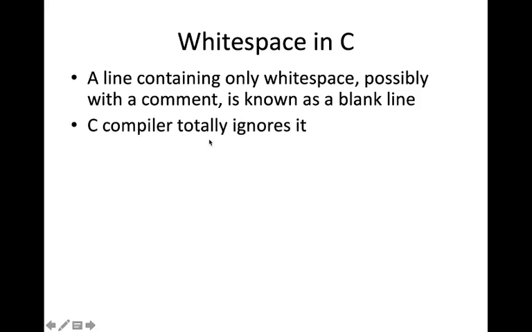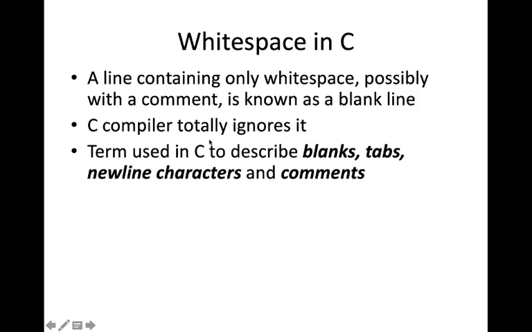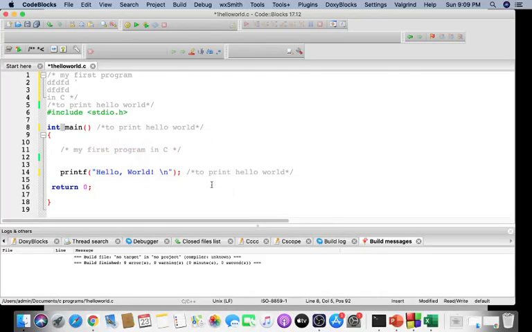The C compiler totally ignores such kind of white spaces. In Python and other languages, white space is important, but here it is totally ignored. White space is a term used in C to describe blanks, tabs, and the new line character. This \n is actually a new line character. We'll learn about this later.